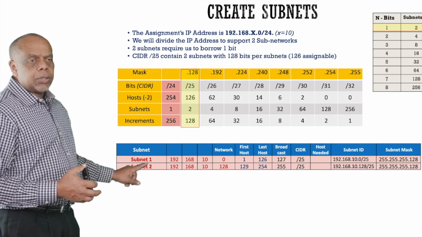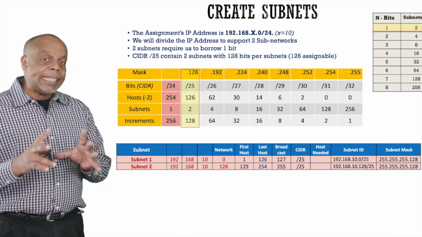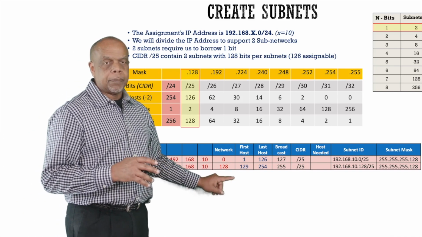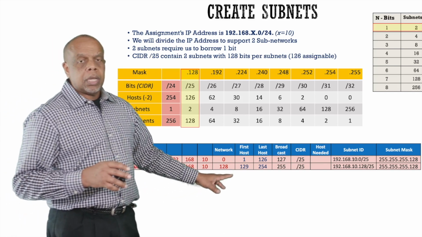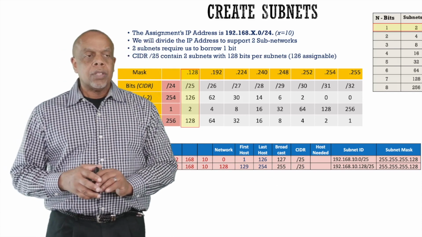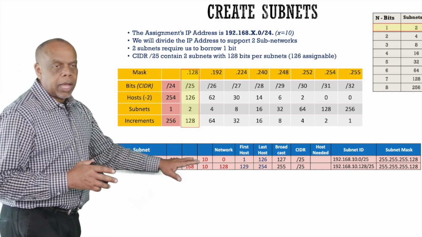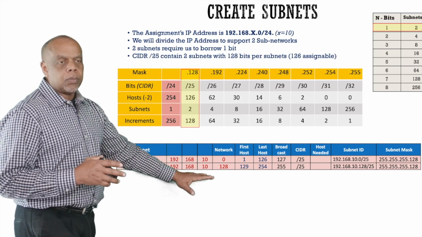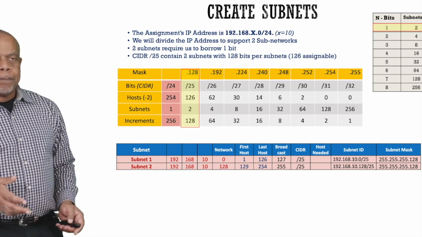So 192.168.10.128, that is the subnet ID of the second subnet. Now the first assignable host, which is the next IP address, is .129. The last assignable host is .254, and the broadcast is .255. So now as you see, I have 2 subnets. The first one has 126 usable IP addresses, 1 to 126. The second one has 126 usable IP addresses from 129 to 254. 2 subnets, and I've divided that out.